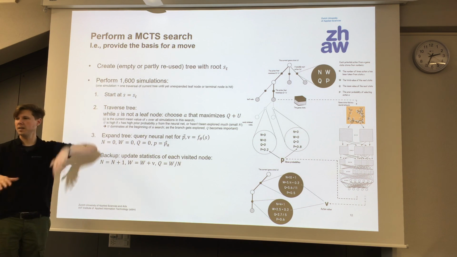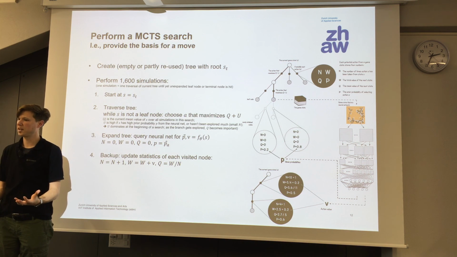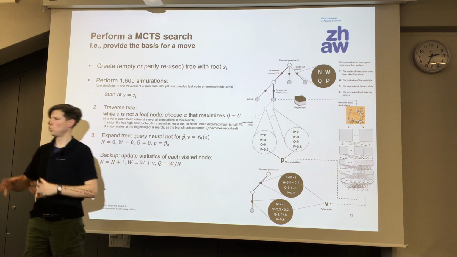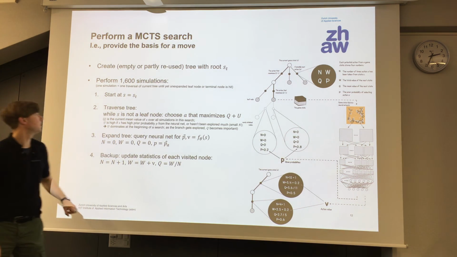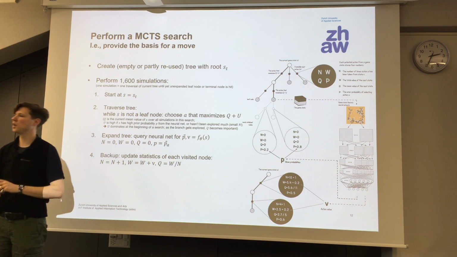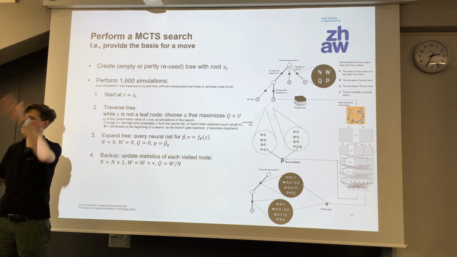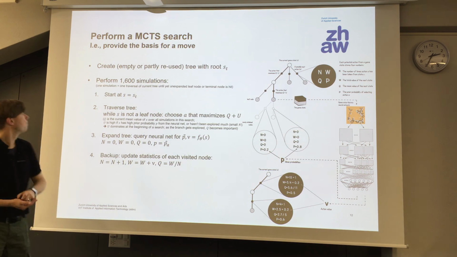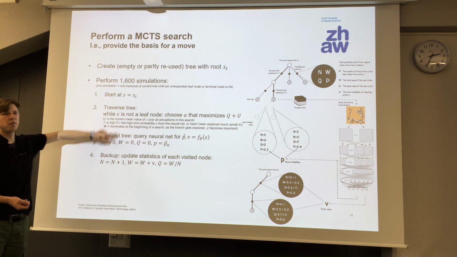We are in the current state, it's our turn, we want to perform the next move. What do we do? We create an empty tree, where we just have the root, our current state. And then we have a loop for, in the paper, 1,600 times. This is a hyperparameter, it could be 1,000 times, could be 3,000 times. It just worked for that. What do we do in each of these loops?